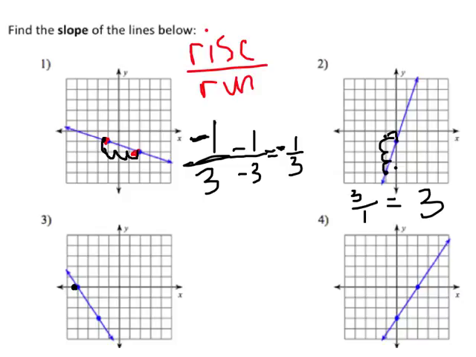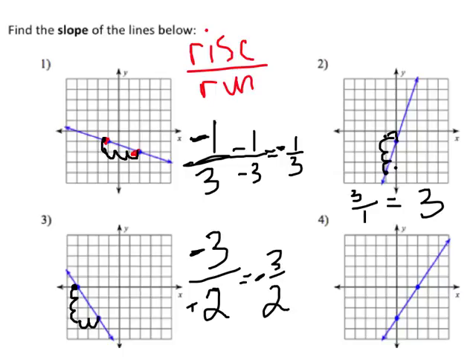Looking at number 3, find a point to start at. What is my rise going to be if I'm starting at this point and going to my next one? My rise will be -3. It's negative because I'm going down. And then my run will be 2. Is my 2 positive or negative? I'm going to the right, so it's going to be positive. So this is -3/2.